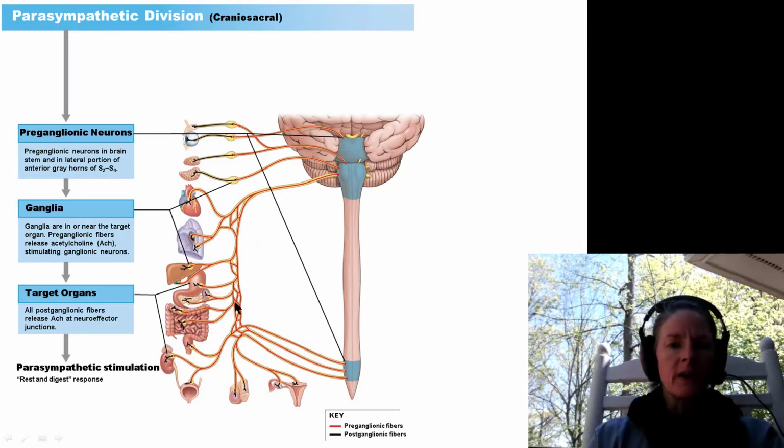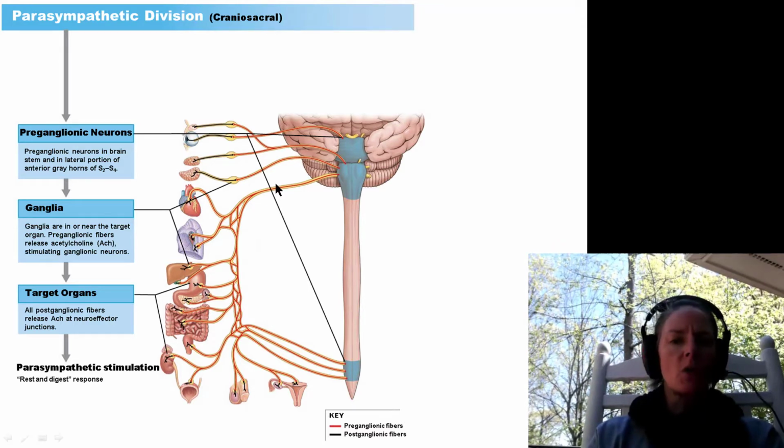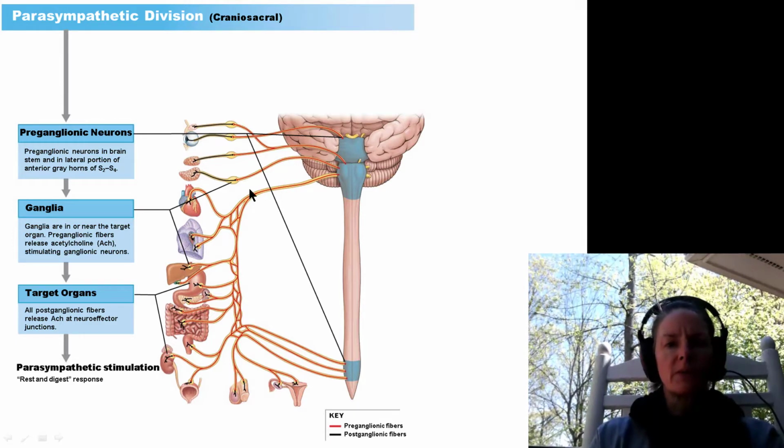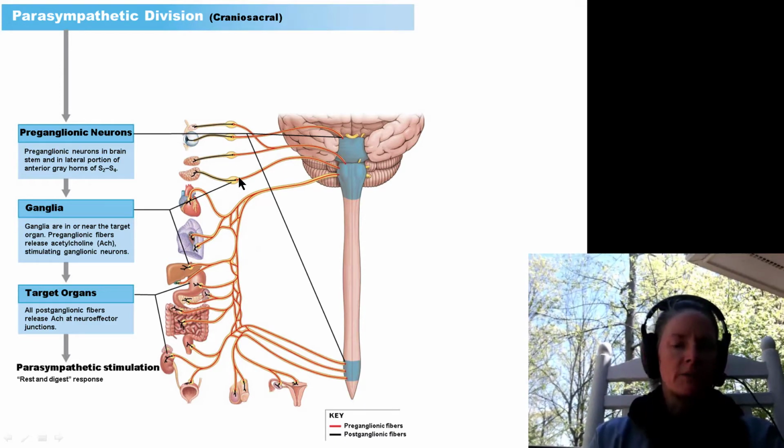So we can see that basically we have these ganglia that are either in or near the organs that they're supplying. The other thing that we will notice about the craniosacral division is, and it's not really shown on this chart, a much lesser degree of divergence from the preganglionic fibers to the postganglionic fibers. So in other words, you'll have maybe a divergence of around 6. For every preganglionic fiber, it may innervate up to 6 ganglionic neurons.